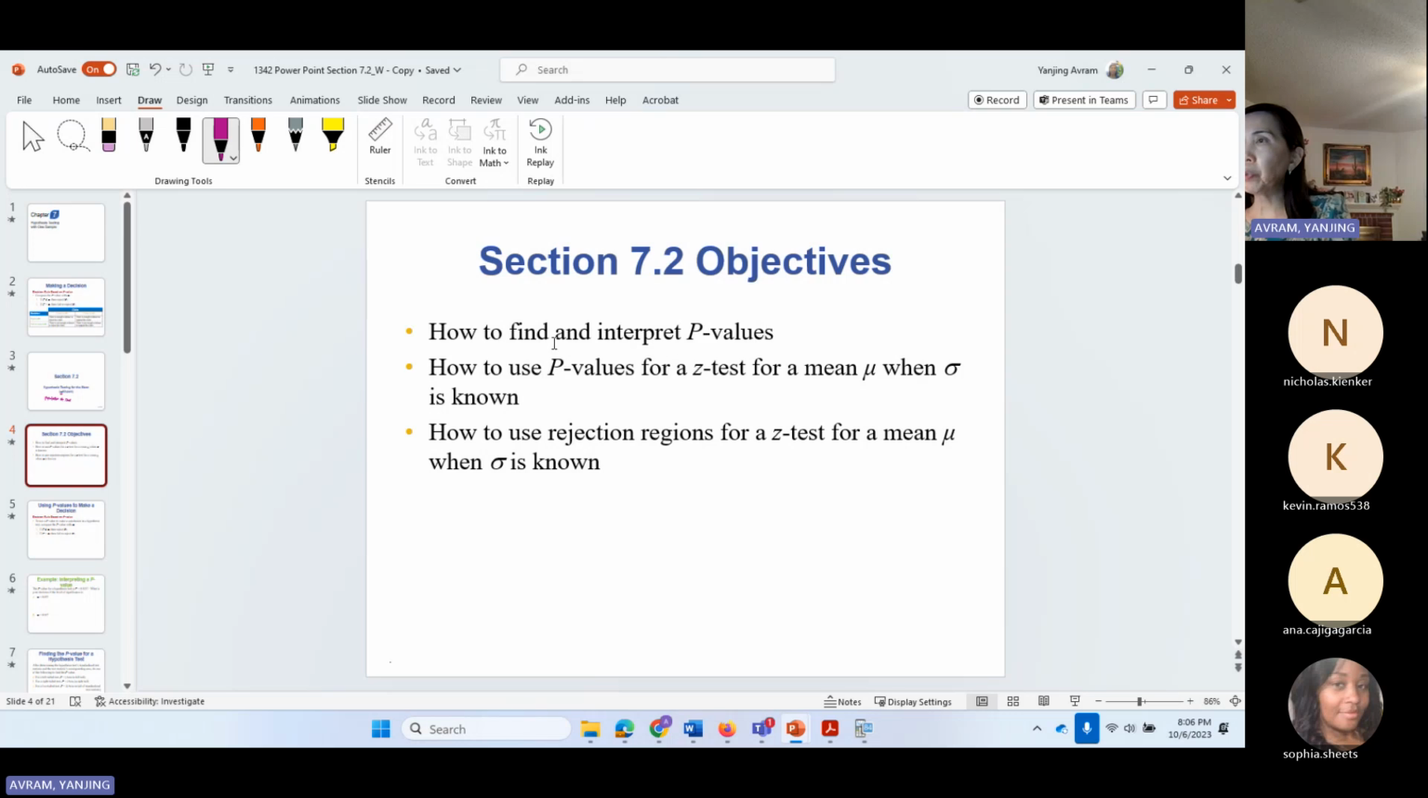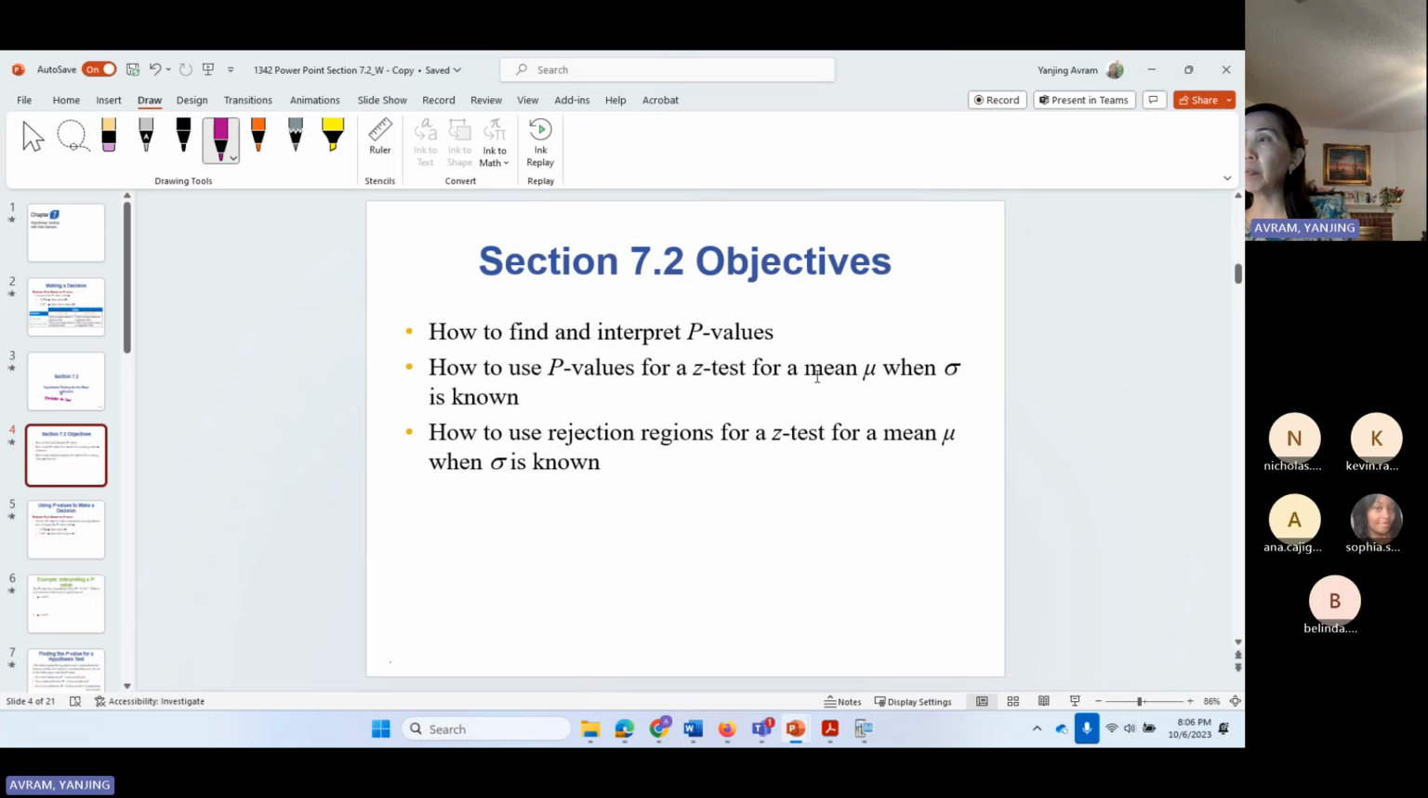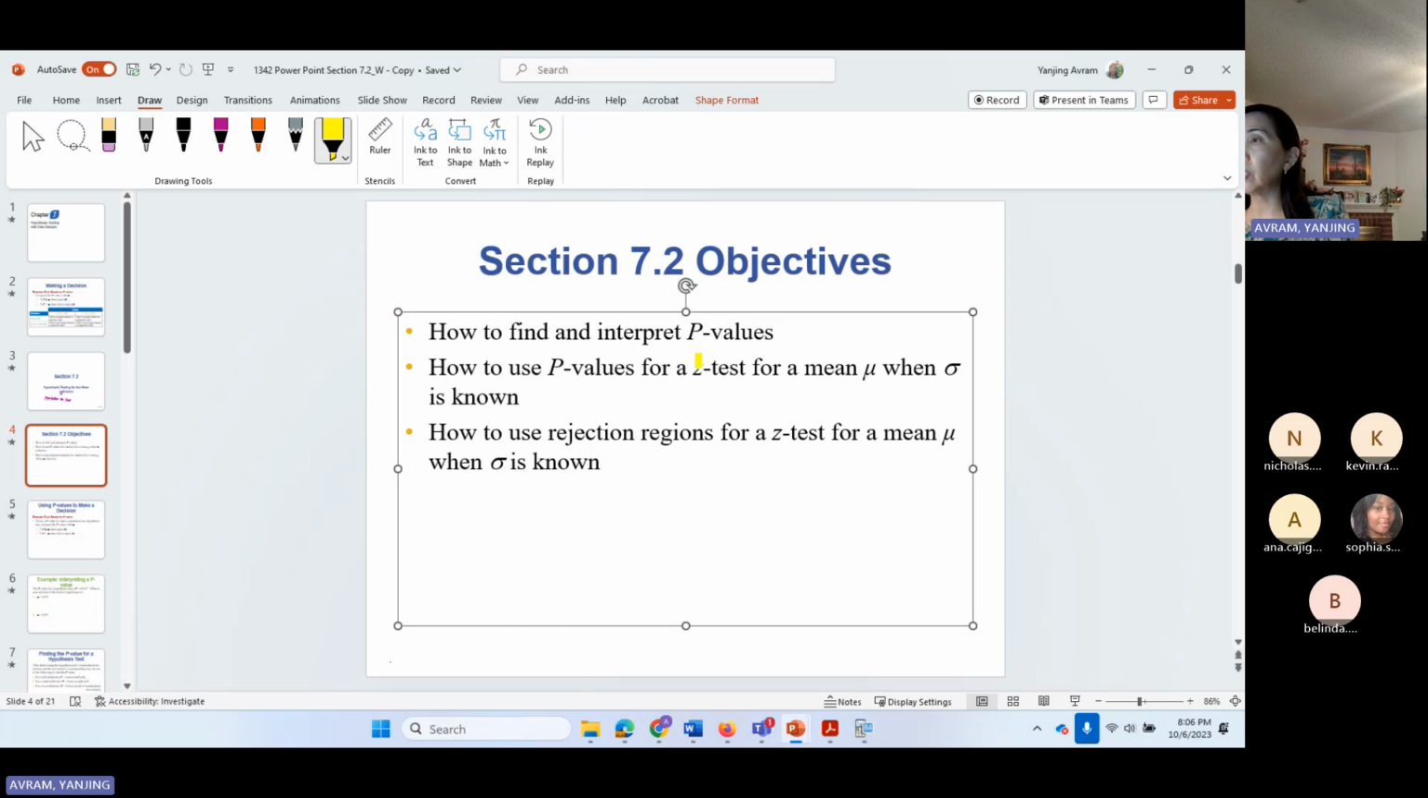So in this section, we're going to learn how to find the p-value and what the p-value means. And how do you find the p-value for the z-test when the sigma is given? Look at that, when the sigma is given, that is a z-test. And how do you use the rejection region for the z-test when sigma is known. Again, z-test when sigma is known. That is the most important one because in the next section we're going to look at the t-test, and for the t-test, sigma will be unknown.